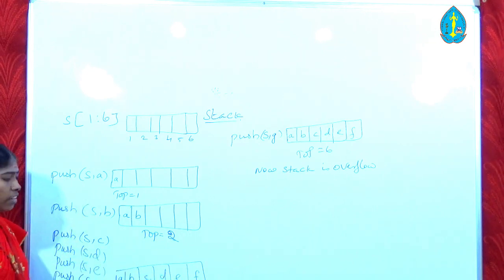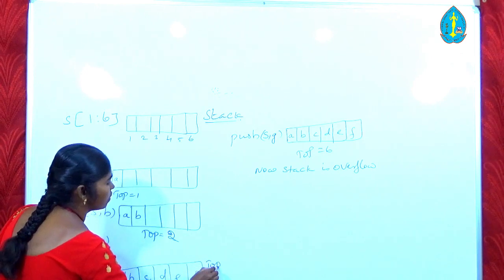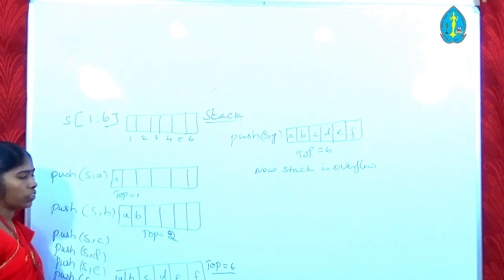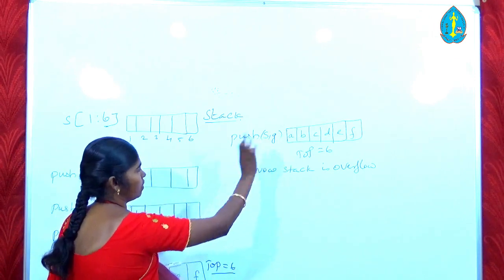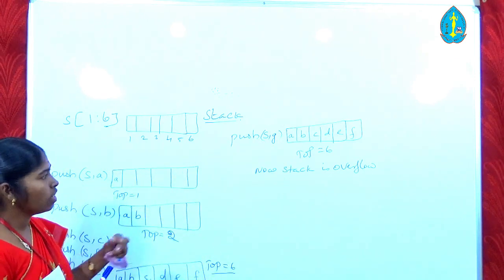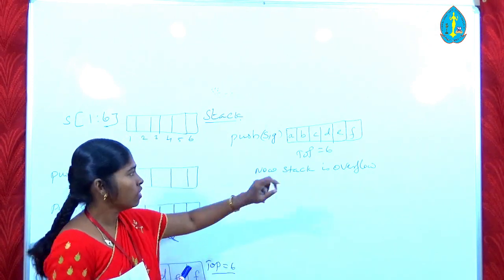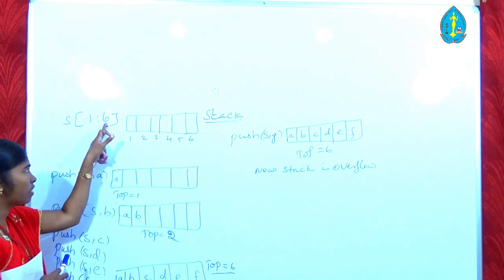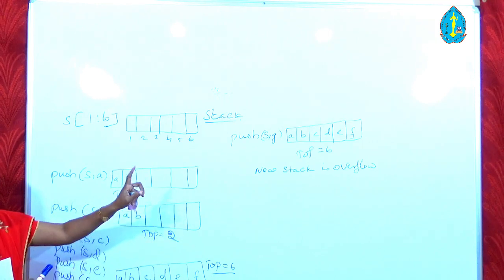Now the stack top pointer is 6, so it has reached the maximum capacity of the stack. Now you have to push the additional element G into that stack. The stack reports that it is overflow, because the top pointer is 6 and has reached the maximum size of the stack. So we cannot insert the element into the stack.